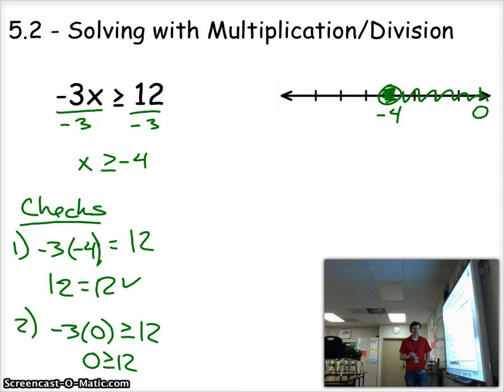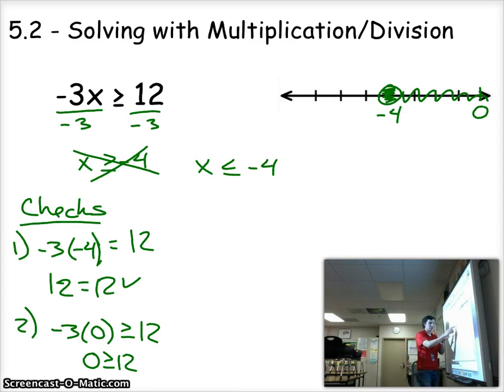It's one little tricky rule that if we divide by a negative number, we actually flip the sign. That's what happens. And so instead of this being a greater than or equal to sign, we actually have to flip the sign to make it x is now less than or equal to negative 4. So again, whenever we multiply or divide by a negative number, we have to flip our sign. That's our one rule that's different from solving equations.